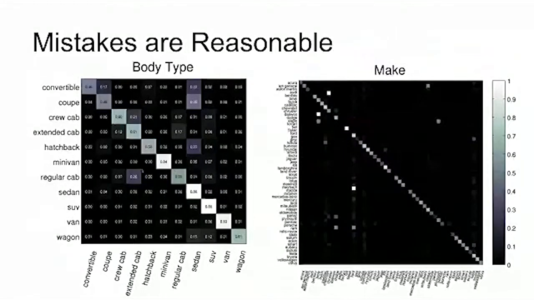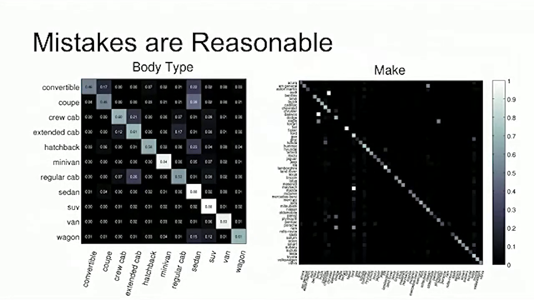And here is what we call a confusion matrix. You can see here, for example, of the percentage of cars that were extended cabs, how many of them did I classify as an extended cab versus something else? So you can see, the confusion is between very similar classes. For example, extended cab and crew cab are both types of trucks. Minivan, we say it's a minivan 84% of the time, which is pretty good.